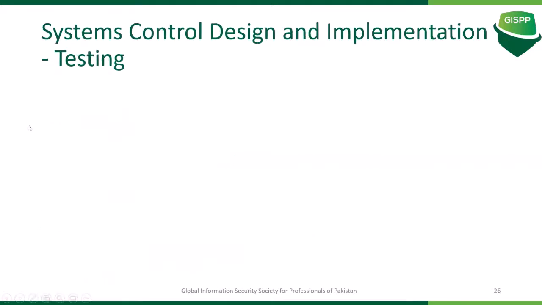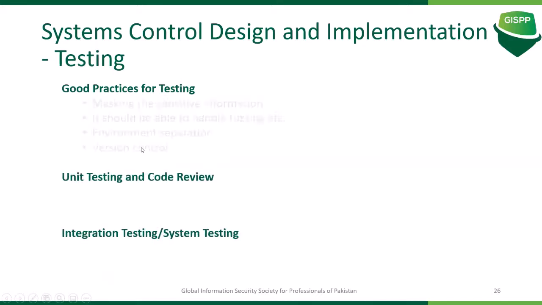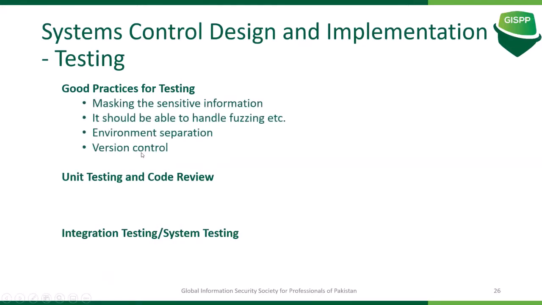So now let's go into system control design and implementation testing. What we are discussing here is that when we are designing any system or application, we need to ensure that all the information inside the application is secure, encrypted, masked, or we have segregation. Is the application strong enough that it can handle our testing? Fuzzing, for example, which tests the limits.